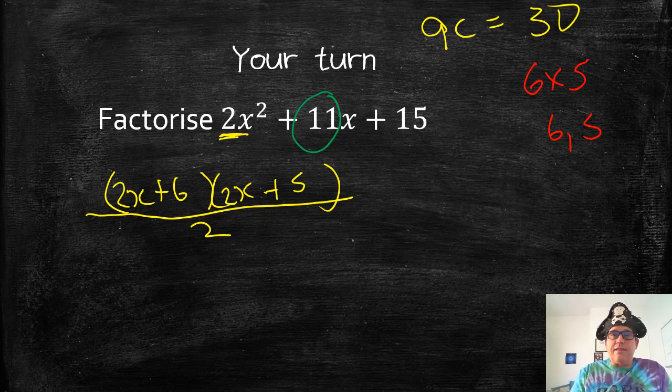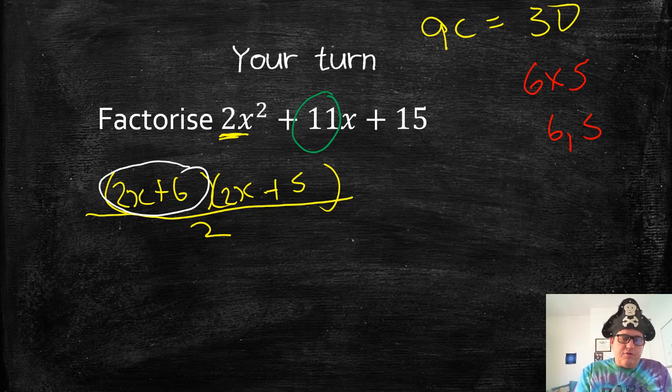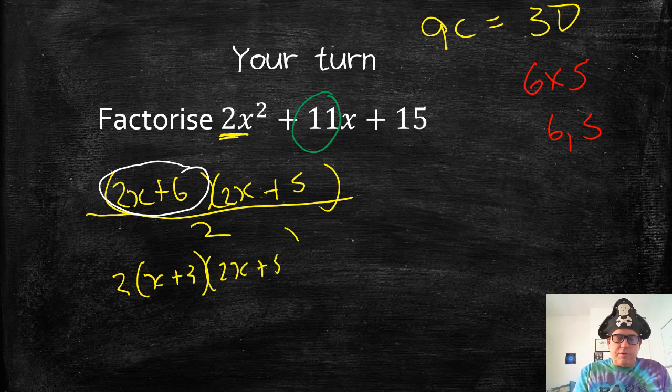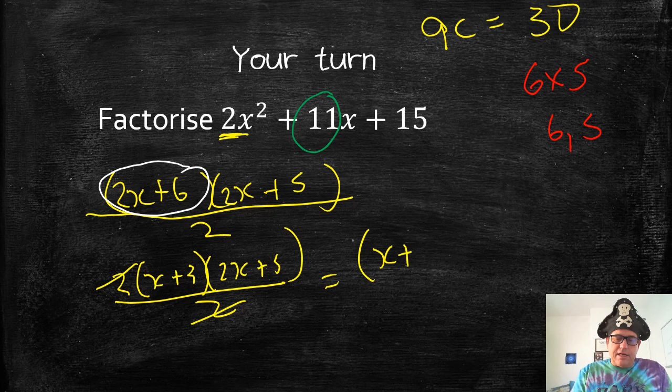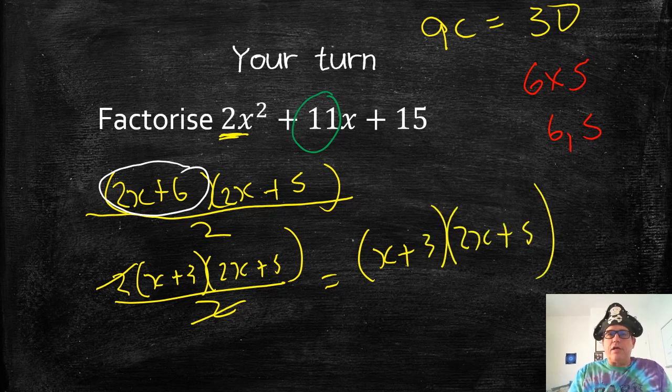Now, can I factor anything? After you do this, don't forget, always check your brackets. You're going to be able to factor something out. Look at this, 2x plus 6, I can factor something out. I can factor a 2 out. So it's going to be 2 times x plus 3 times 2x plus 5 all over 2. The 2's cancel, and I have my answer. I factorize it, x plus 3 times 2x plus 5. You can check your work from last time, or you can expand the brackets, and I'll leave it to you to see that works.